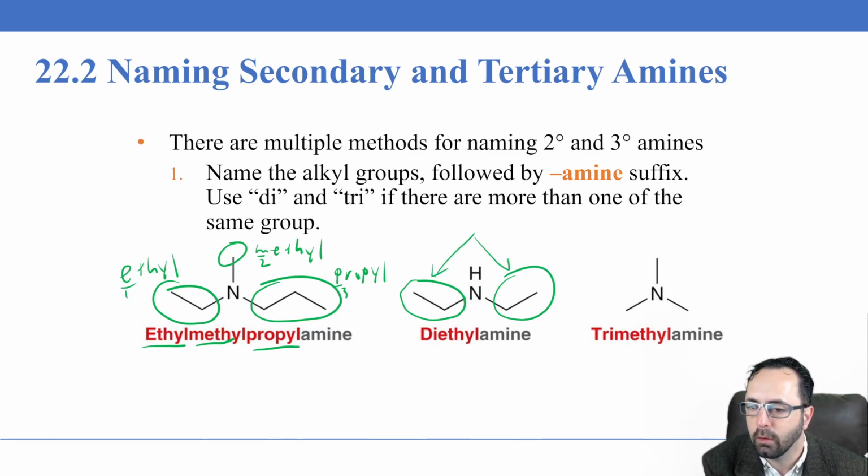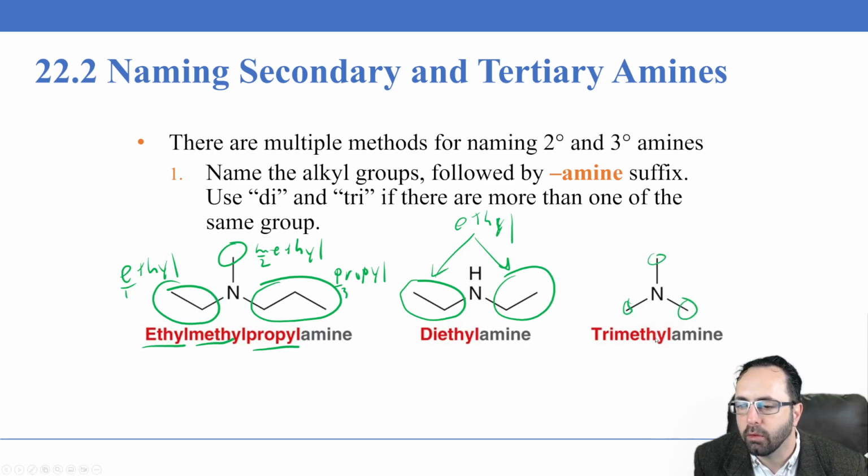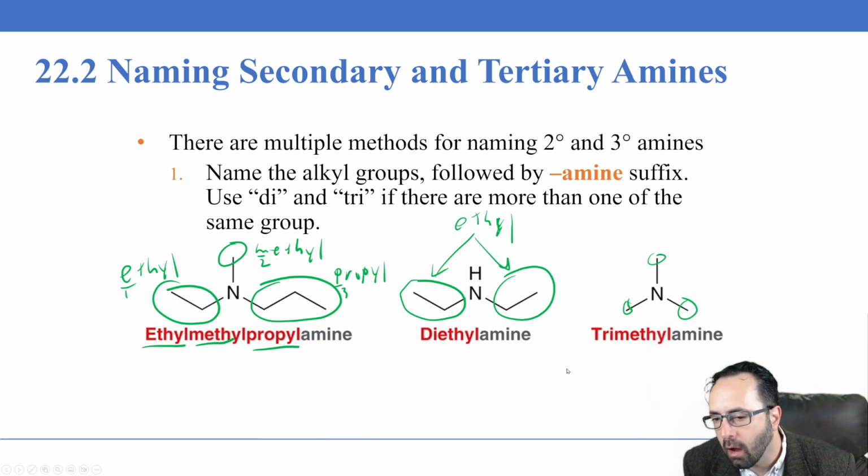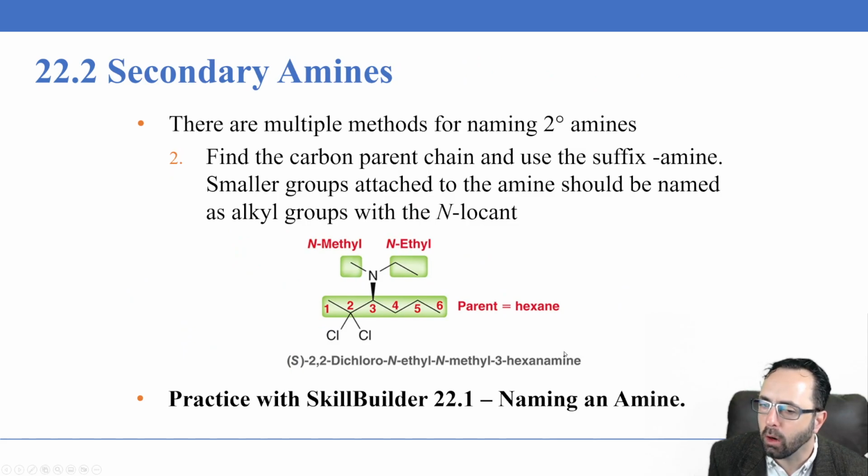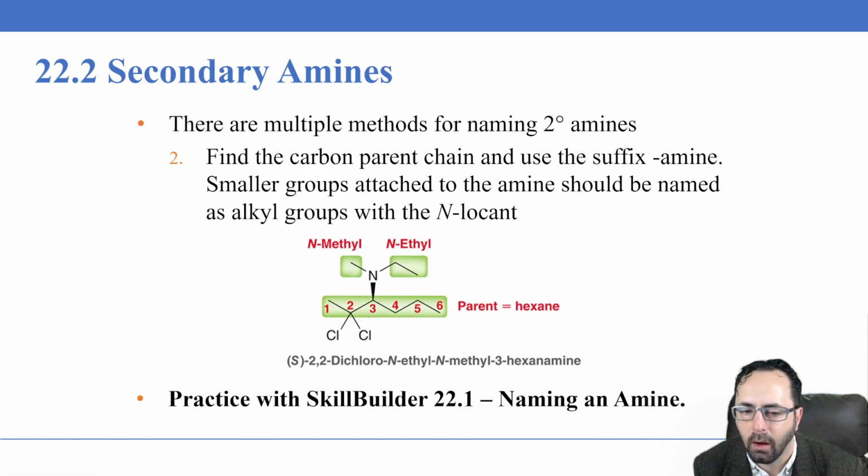We have 2 methyl groups on the amine, and so this could be called dimethylamine. Here we have 3 methyl groups, 1, 2, 3 methyl groups, so we can call this trimethylamine. A very common way to name these for simple amines. Of course, it won't work for more complex amines, and so we want to fall back on the systematic name, and this is the way you should generally name these.